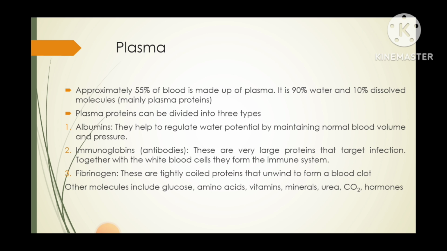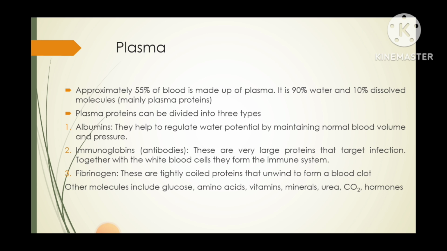Approximately 55% of blood is made up of plasma. And this plasma is 90% water and 10% dissolved molecules. And these molecules are mainly plasma proteins. Plasma proteins can be divided into three types. The first one that we have is the albumins. What they do is help to regulate water potential by maintaining normal blood volume and pressure.